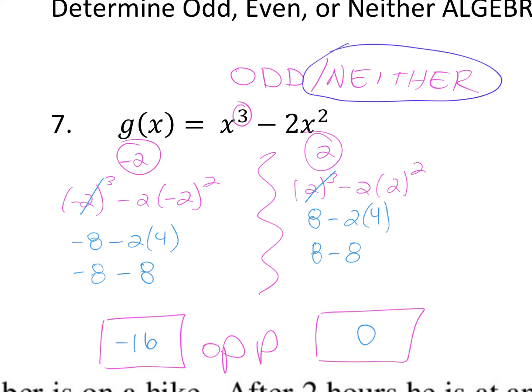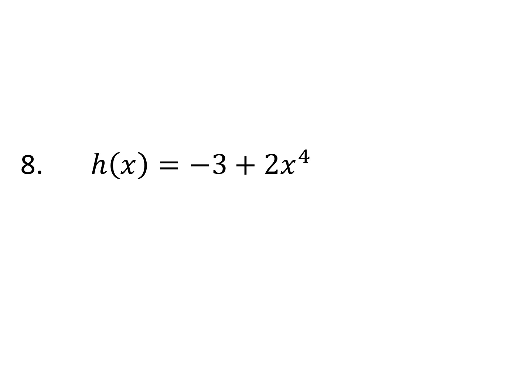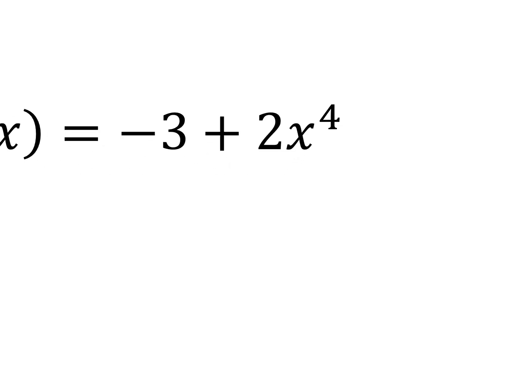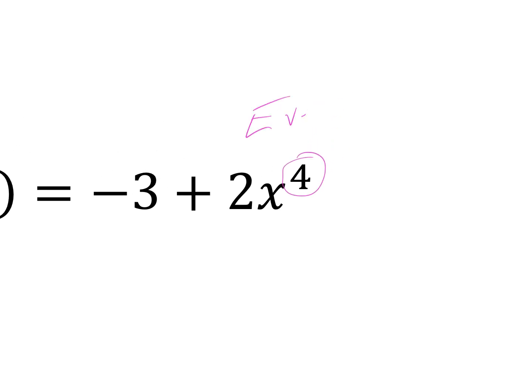It's going to say determine odd, even, or neither algebraically. All right, let's look at the next one. How do I first determine where I should even begin? Highest exponent. What kind of a number is 4? Even. So I have 2 choices. It's even or neither.